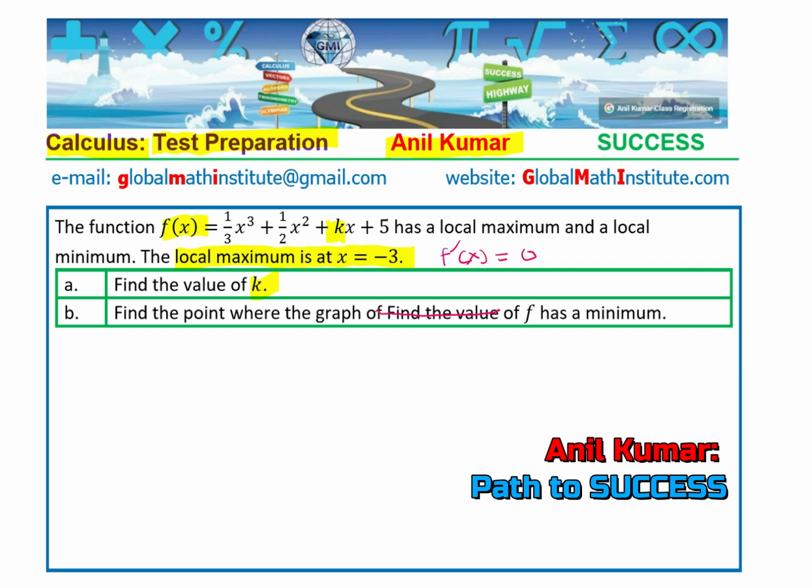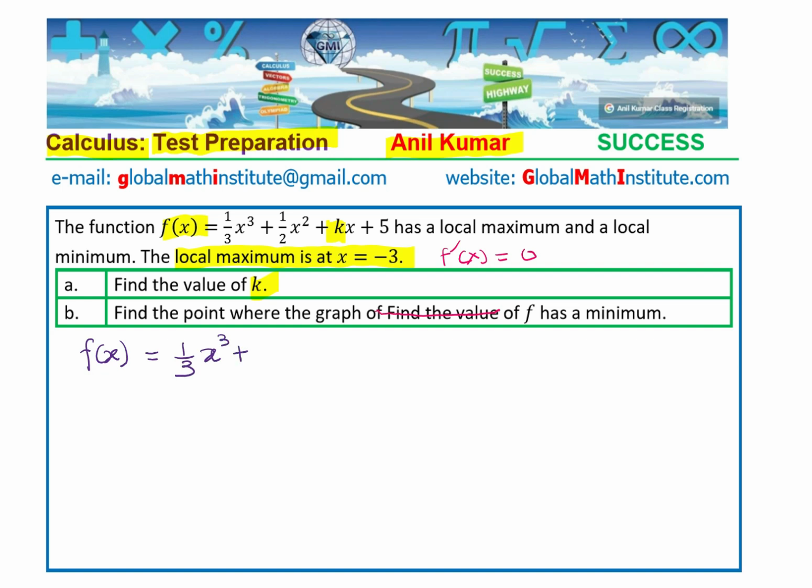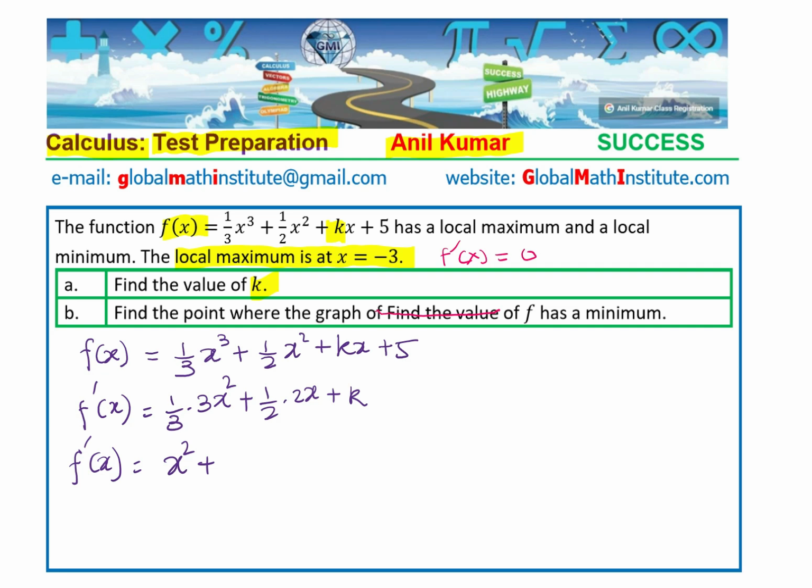Great. So let's begin with the function itself, which is f of x equals 1 by 3 x cubed plus half x squared plus kx plus 5. Derivative applying the power rule will give 1 by 3 times 3x squared plus half times 2x plus k. Let's simplify this. So we get here x squared plus x plus k, right? Relatively simple derivative. And now we want to find the value of k, and for that we are given a condition that the local maximum is at x equals minus 3.